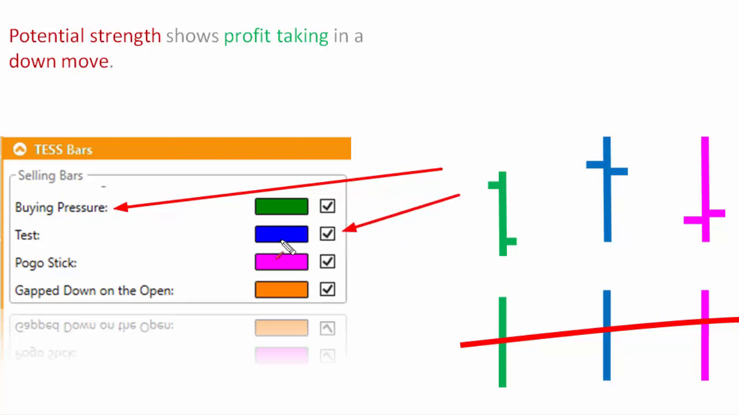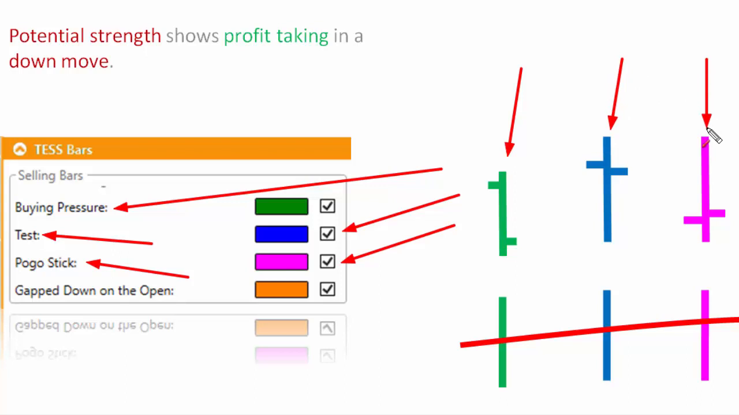Where we had the up thrust, we're going to see the market test for any further selling. And then the opposite of the telegraph pole is the pogo stick. And there you can see these here. We've got buying pressure, the test, and the pogo stick. And we're going to look at all of these in isolation in just a moment.